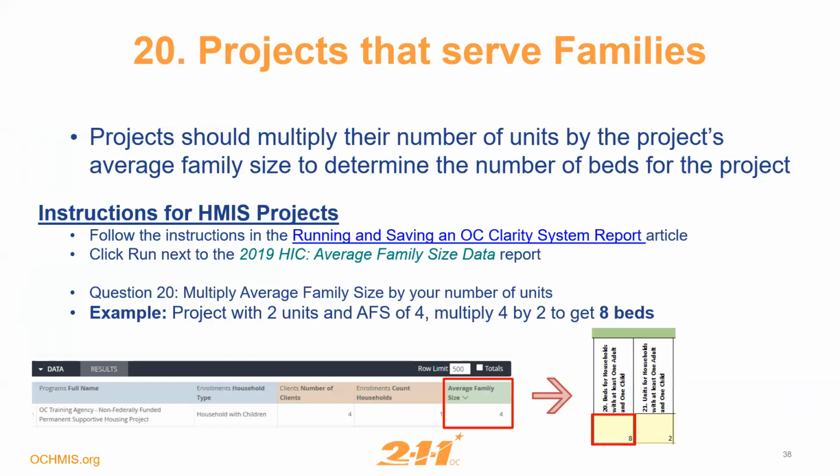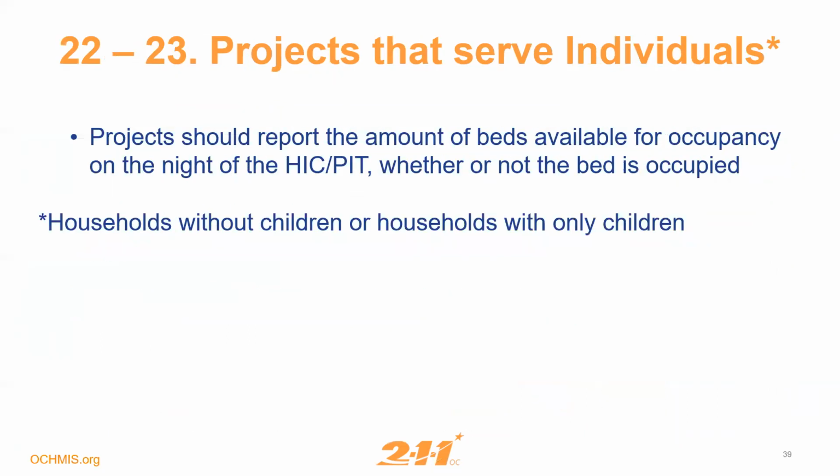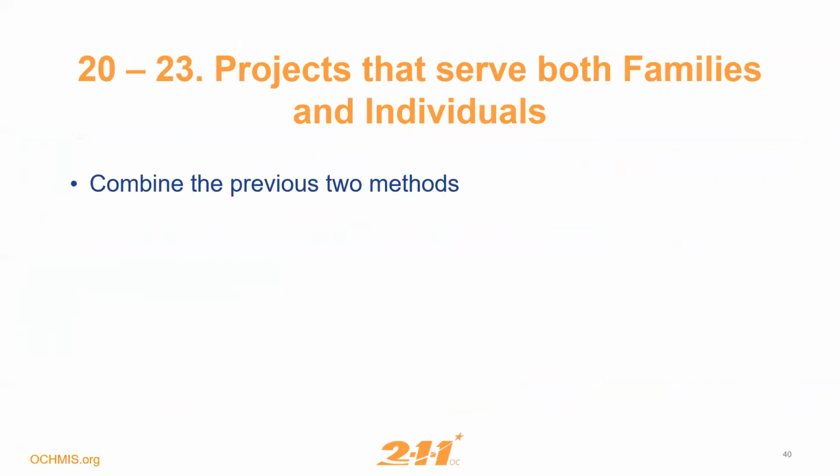For questions 22 through 23, projects that serve individuals, projects should report the amount of beds available for occupancy on the night of the HIC and PIT, whether or not the bed is occupied. And so this is the process for households without children or households with only children, questions 22 and 23. And if your project serves both families and individuals, you'll be combining the previous two methods.